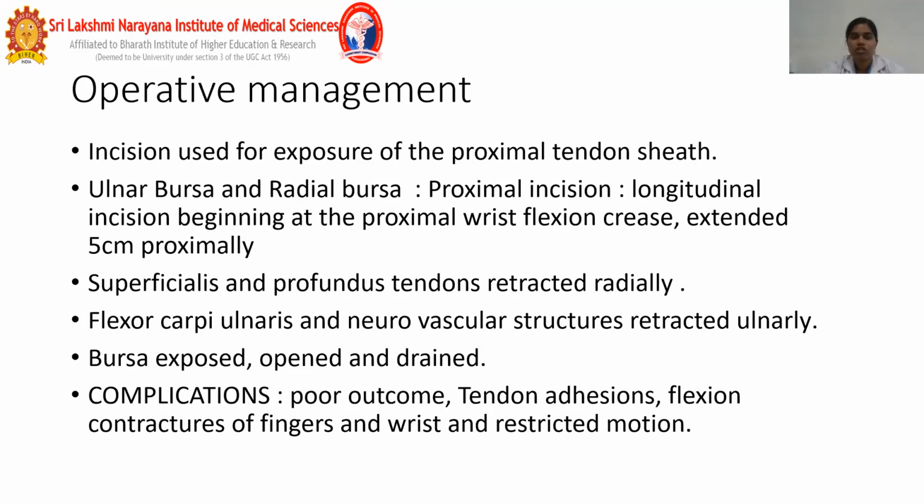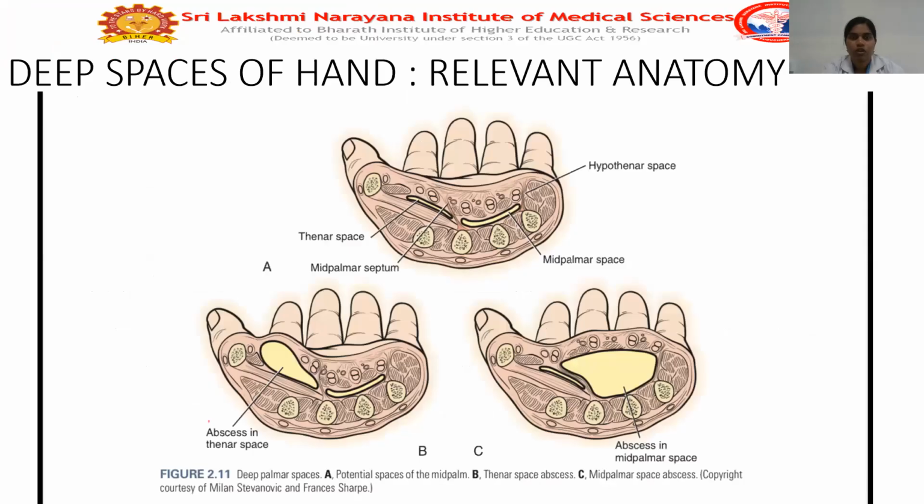Operative management: the incision is used for exposure of the proximal tendon sheath, ulnar bursa and radial bursa. The proximal incision should be a longitudinal incision beginning at the proximal wrist flexion crease and extending 5 centimeters proximally. The superficialis and profundus tendons are retracted radially. Flexor carpi ulnaris and neurovascular structures are retracted ulnarly. The bursa is exposed, opened, and drained. The complications are tendon adhesions, flexion contracture of fingers and wrist, and restricted motion.